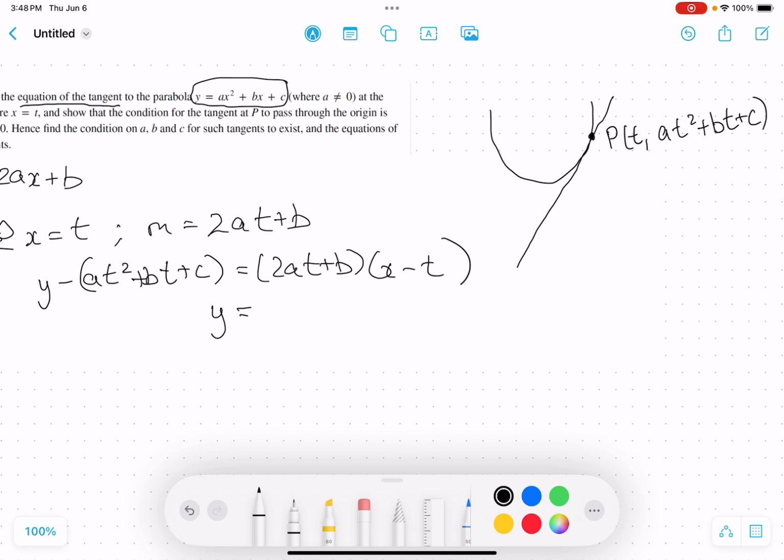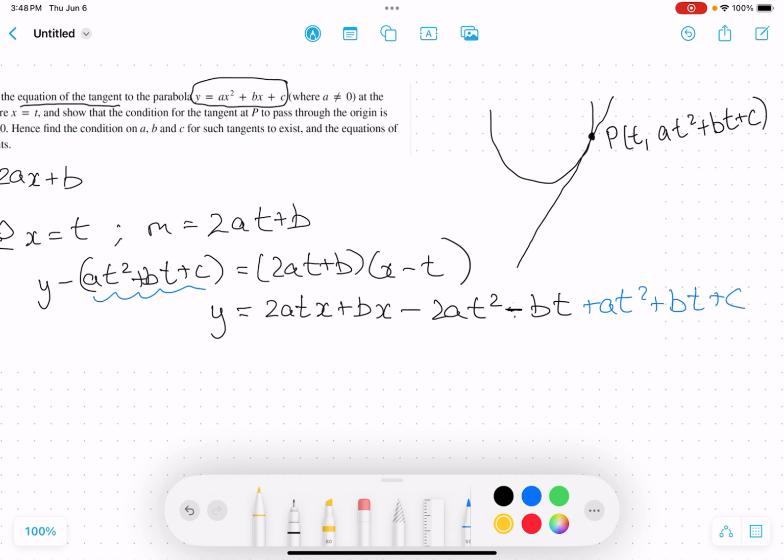If I simplify a little bit, let's expand these brackets. I've got 2atx, I've got a bx, I've got a minus 2at squared, and a minus bt there, and I'm going to add at squared, bt and c. You'll note that bt and minus bt cancel. We've got some at squareds that go together, so let's do the x's first.